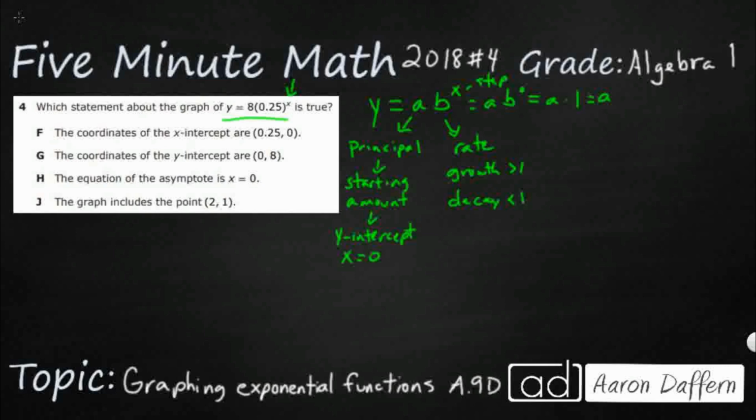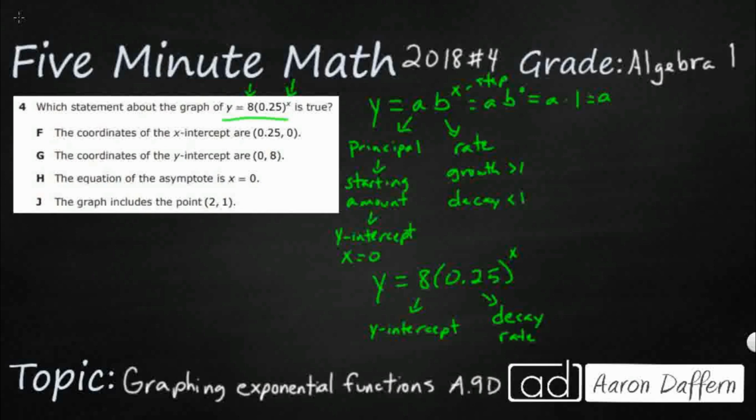So what do we know about this? Well, we know that this 8 right here, so when we've got y equals 8 times 0.25 to the x, this a term we know is your starting amount. We also can say it's the y-intercept, and it's probably going to be the y-intercept simply because we don't have a word problem here, we have no context. And then we know that we have a decay rate because this is less than 1.